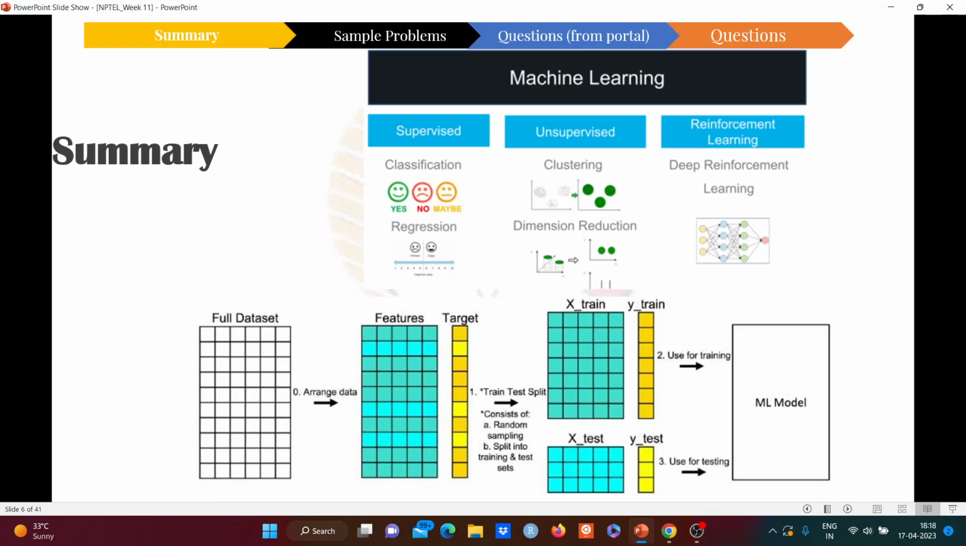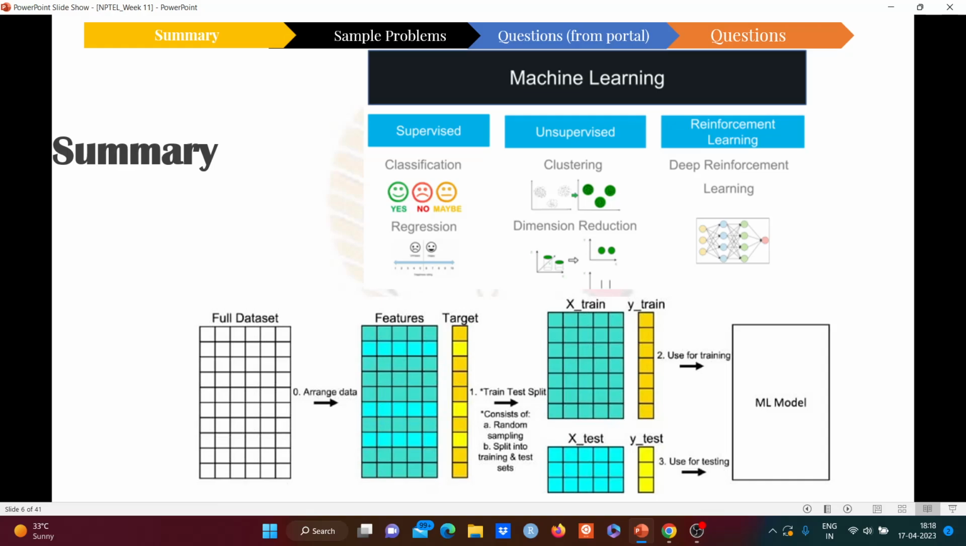Now it is clear that we need to have training and test sets. But in what ratio do we split, whether it is 50-50, 60-40, or 70-30? The ratio of the size of the training set to the size of the testing set can vary depending on the size of the data set and the complexity of the model. In general, an 80 is to 20 or 70 is to 30 split is used.